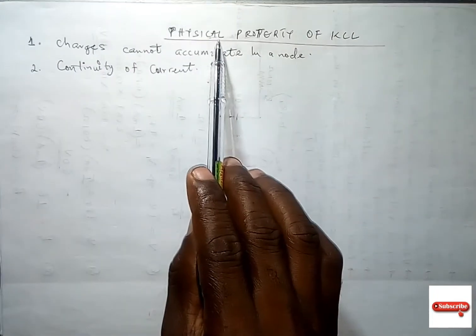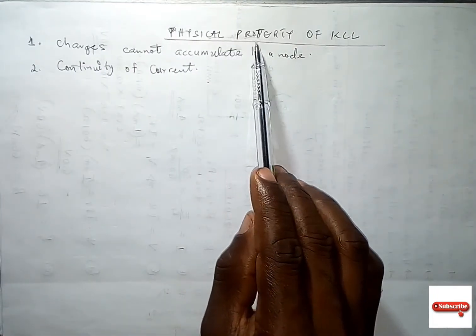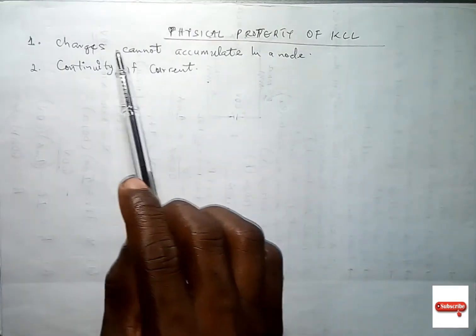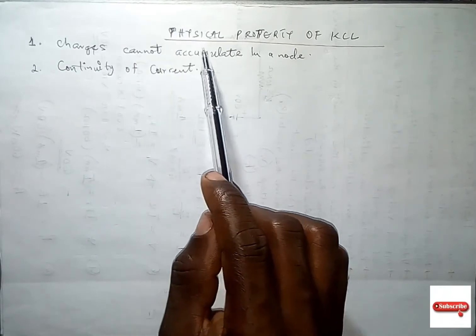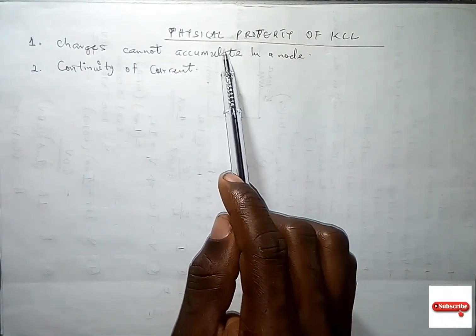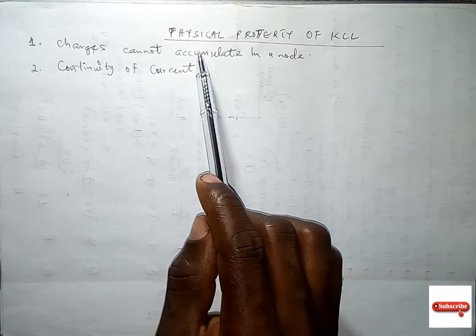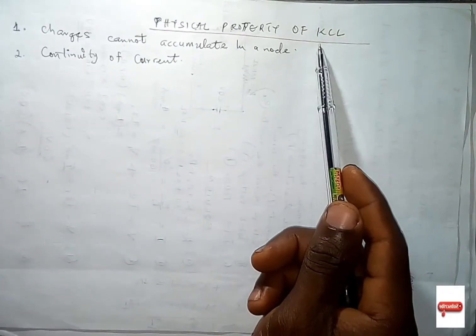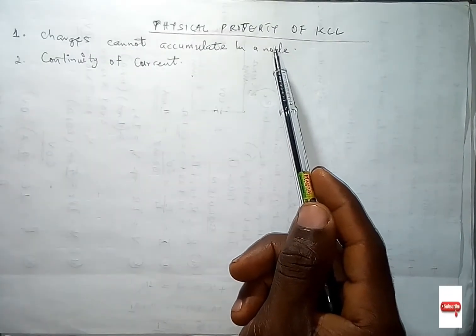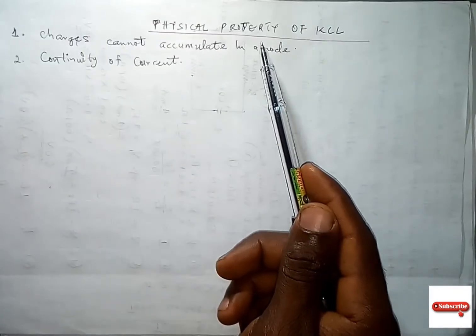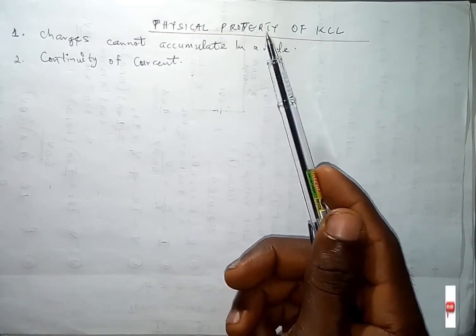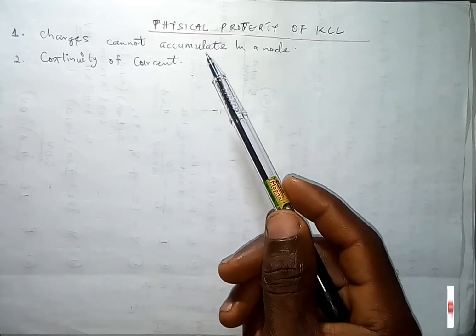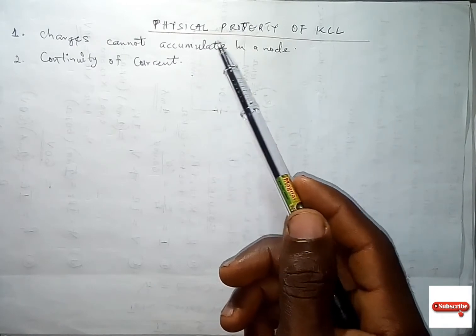I noticed two things which I can also term the physical properties of KCL. The first thing I noticed is that charges cannot accumulate in a node, which means what arrives at a node is what leaves that node. This can also result from conservation of charges. That is, charges can neither be created nor destroyed, or the amount of charges that enter the node equals the amount of charges that exit the node.